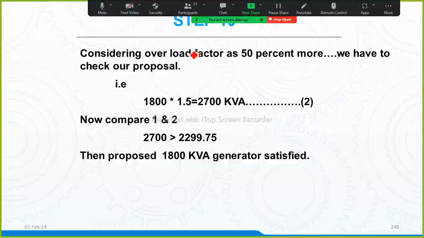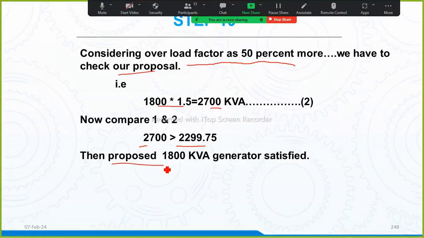And in the same way, considering the overload withstanding capacity as 50%, we have checked our proposal is 1800 into 1.5, that is 2700 kVA. So 2700 is greater than 2299.75. Then the proposed generator, that is 800 kVA, is satisfied.